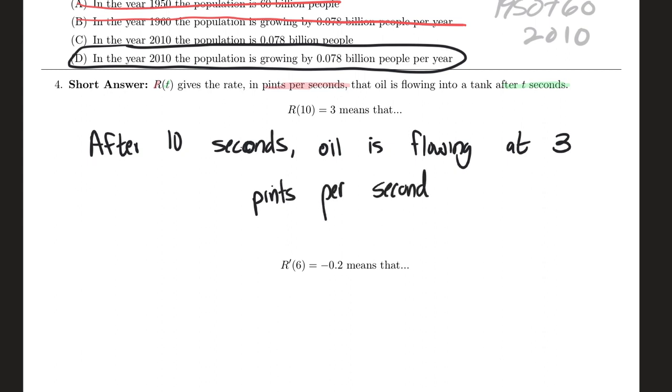All right, one thing that makes this question a little confusing is that our original is actually already a rate. It's already per second. So our derivative is going to be the rate of a rate. But this per second is actually our original unit, so that's something we have to include. And then R prime of 6 equals negative 0.2. Again, the thing in parentheses is our same input, t seconds, so it's after 6 seconds.